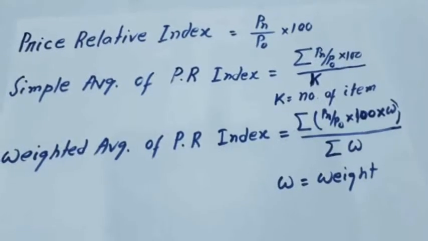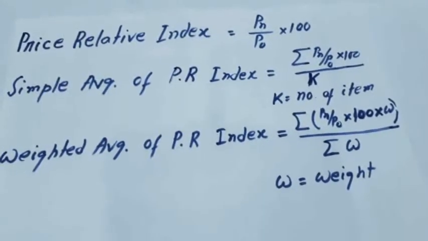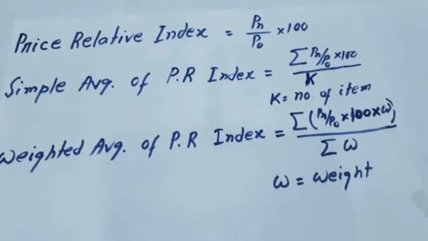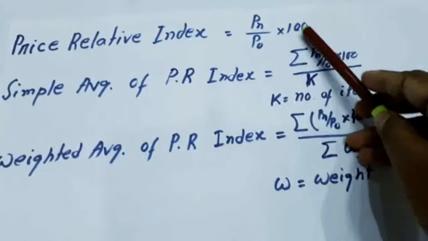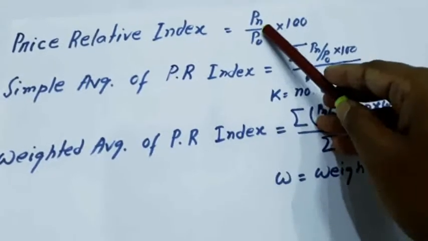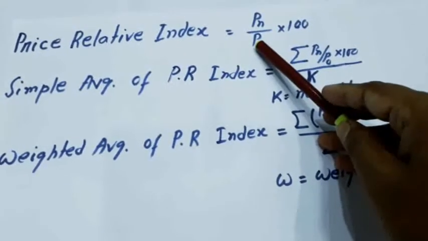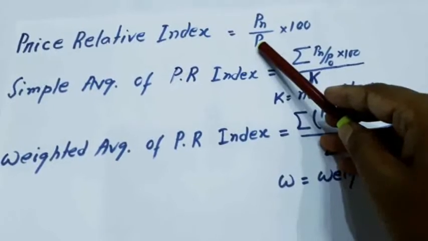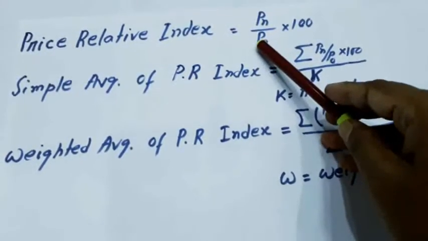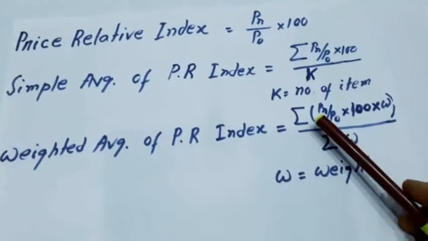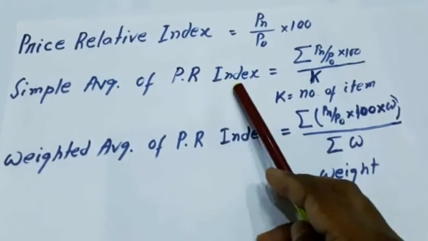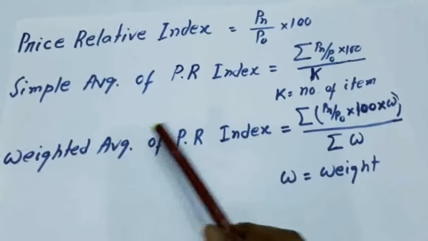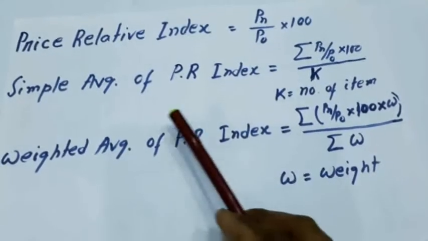Today we will be learning the price relative index. Price relative is defined by Pn by P0 into 100. Pn is the price of the current year, P0 is the price of the base year. There are mainly two measures of price relative. One is simple average of price relative index, another one is weighted average of price relative index.